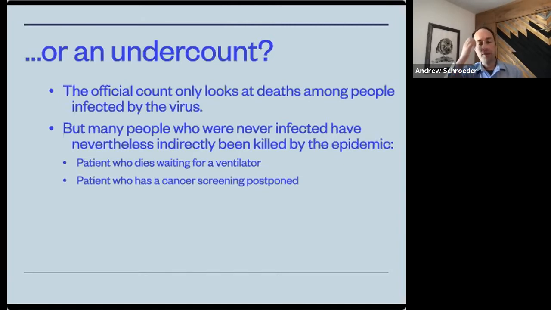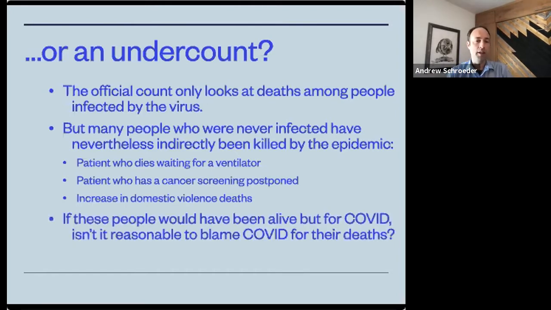We've also, unfortunately, seen significant increases in domestic violence since the pandemic started, presumably due to factors like social isolation, unemployment, and so forth, right? So all of these are examples of deaths that wouldn't have happened if it weren't for COVID. And so doesn't it seem reasonable to say that these deaths were caused by the epidemic, were caused by COVID?